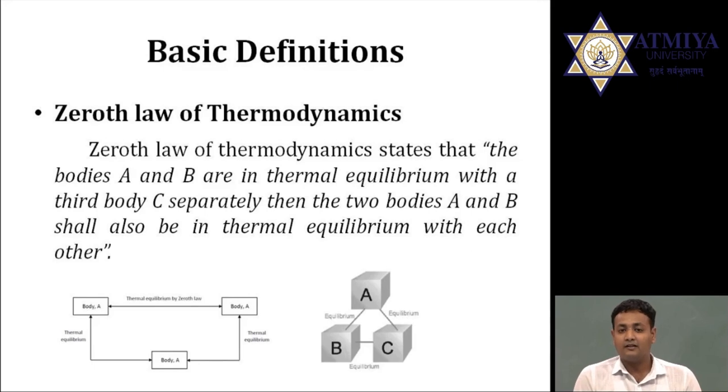Now, the laws of thermodynamics. Zeroth law of thermodynamics states that if two bodies A and B are in thermal equilibrium with a third body C, then they both, A and B, are in thermal equilibrium with each other.